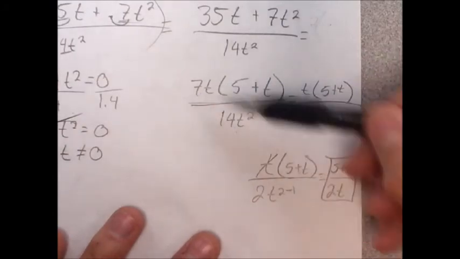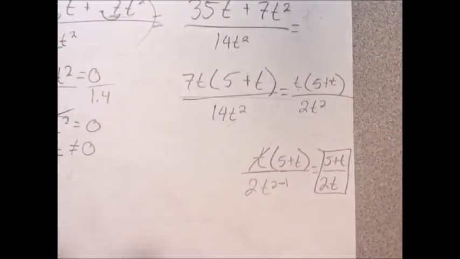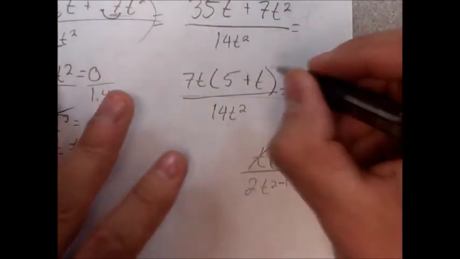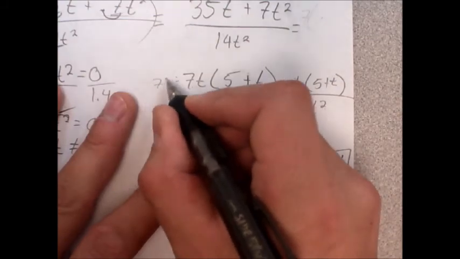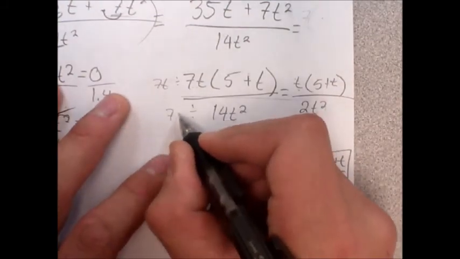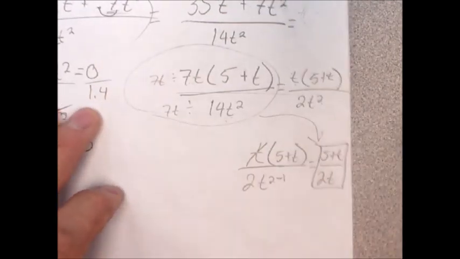We did that in a lot of steps, but I really could have just done this all in one step right here. I could have reduced by 7 and reduced by t at the same time. All I would have had to have done was divide each of these by 7t. And then that would have got me from here down to here. Cool? That's all I need.